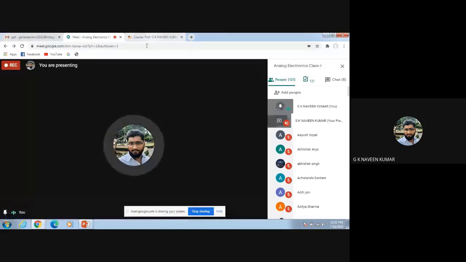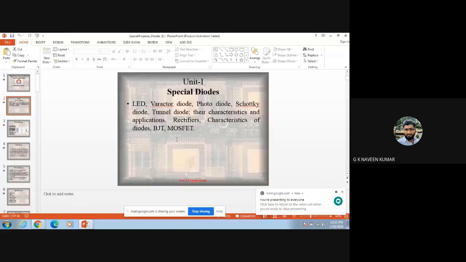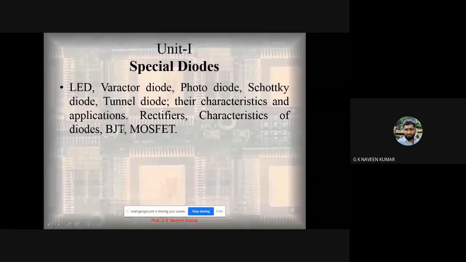Now we will mostly focus in the first unit on your special diodes. Other than the PN junction diode, whichever diodes exist, we'll talk only about those diodes. First we'll be talking about LED, and next we'll be talking about varactor diode, photodiode, Schottky diode, and tunnel diode. There is one more diode, the Zener diode, that is not in your syllabus. I will be just revising that diode also under special diodes.